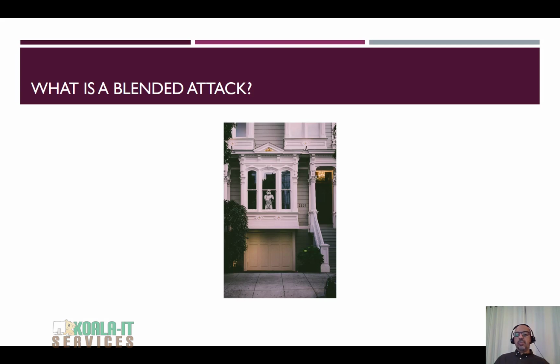The most common type of blended attack uses spam email messages, instant messages, or legitimate websites to distribute links where malware or spyware is secretly downloaded to the computer.